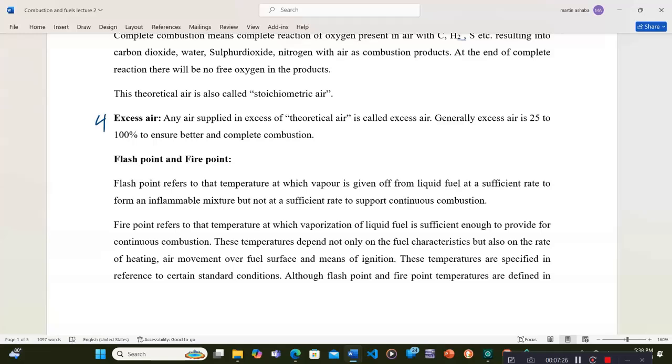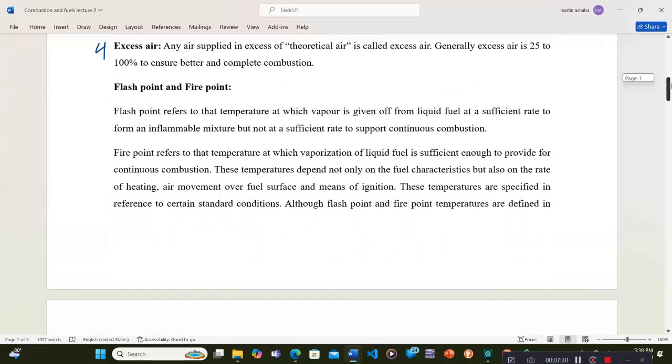Let us also talk about flash point and fire point. Flash point refers to that temperature at which vapor is given off from the liquid at a sufficient rate to form an inflammable mixture, but not at a sufficient rate to support continuous combustion.